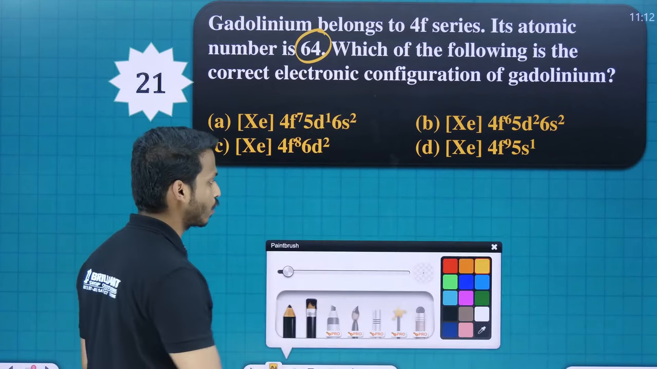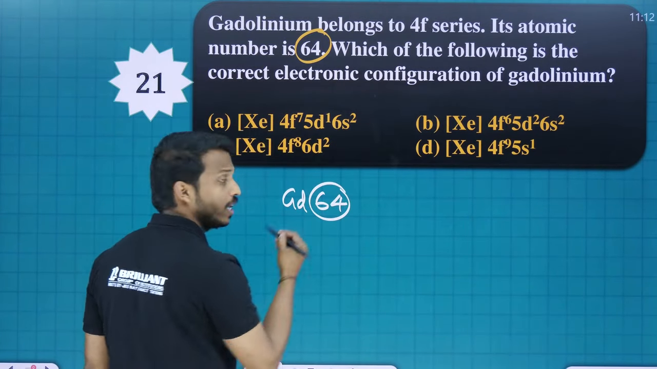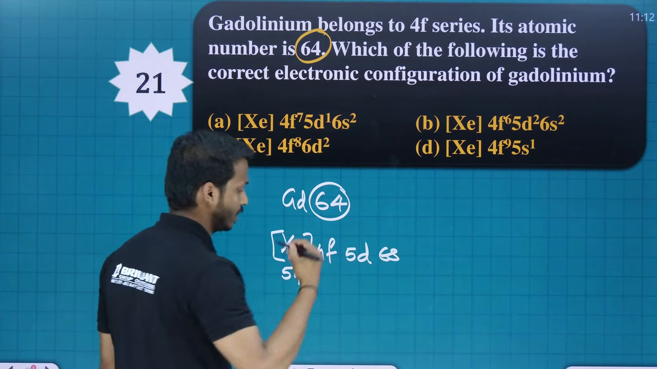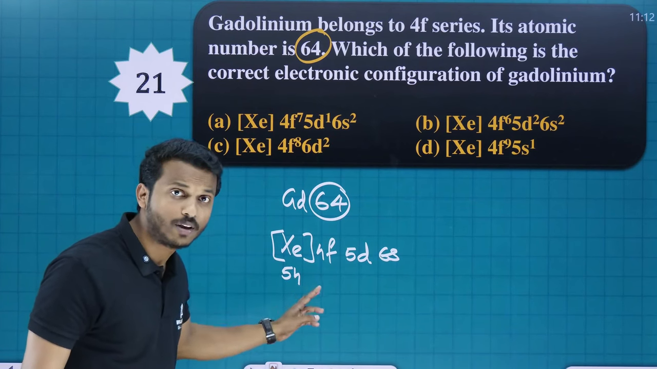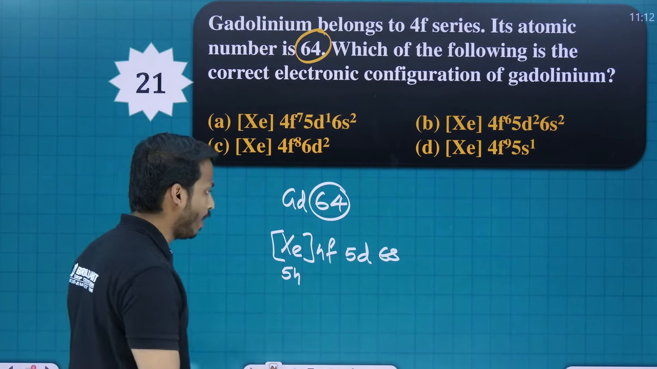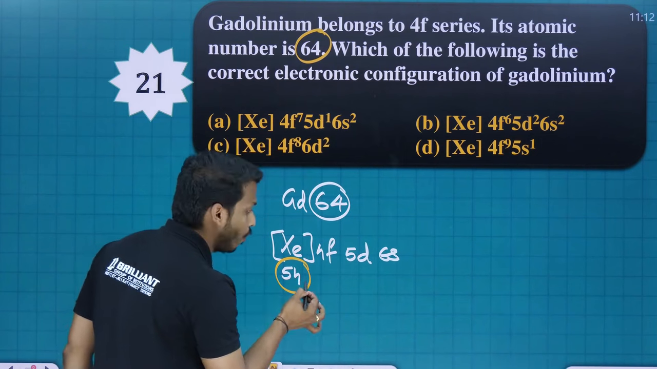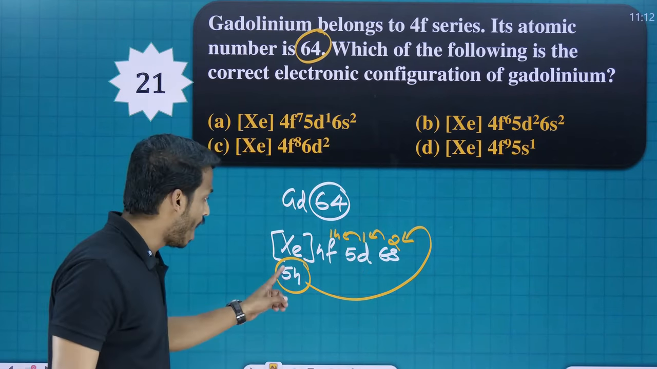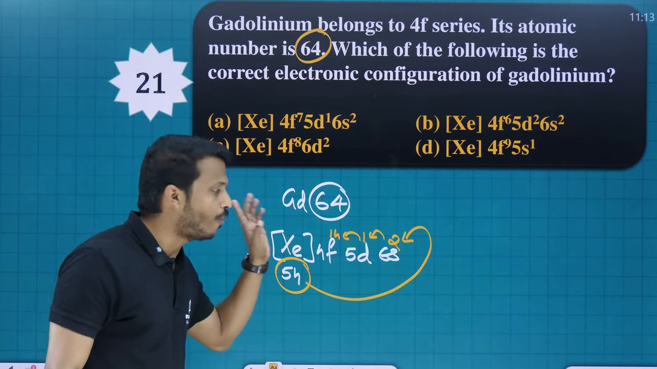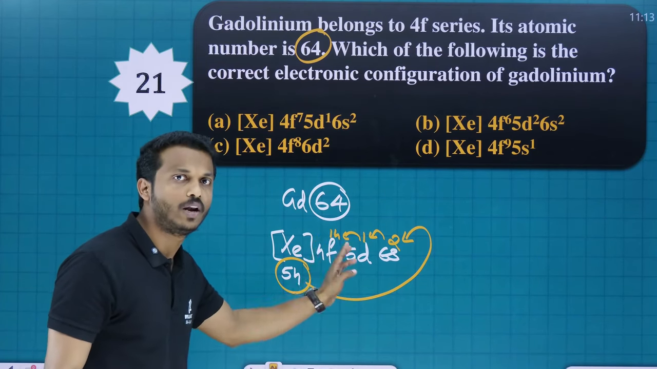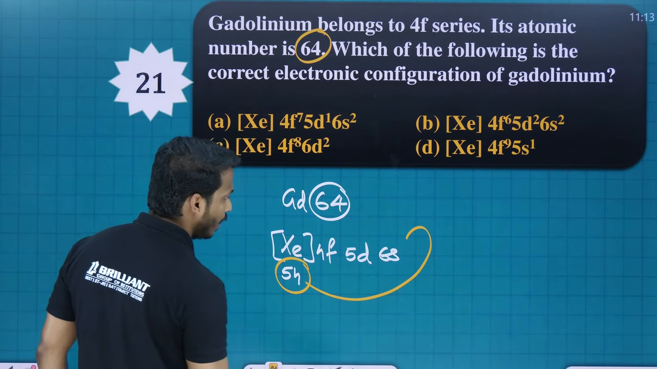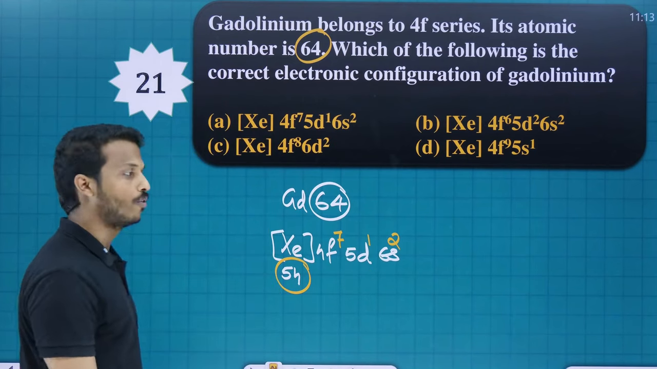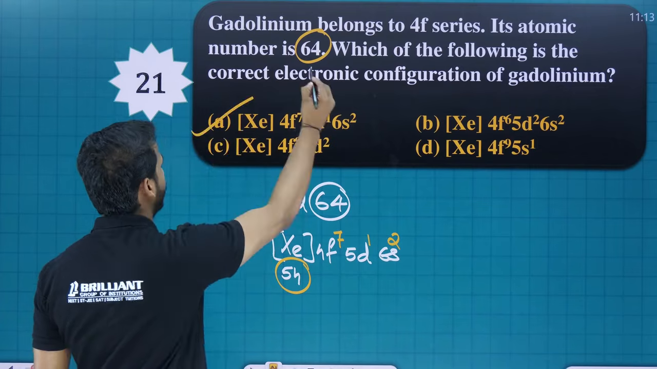21. Gadolinium belongs to the 4f series. Atomic number is 64. What is the correct electronic configuration? Here, gadolinium 64 means we can use the xenon configuration. What is the xenon atomic number? 54. What are the other 3 orbitals? We have 4f, 5d and 6s. After 54 xenon, what are the orbitals we have? 4f, 5d, 6s. Do you know the filling of electrons? The way of filling electrons is like this. After 54, the next 2 electrons we should fill in 6s, 1 electron fills in 5d and 14 electrons we have to fill in 4f. If you have more electrons to fill, come back to 5d, fill up to 10. So here we need to fill up to 64, right? Already 54 are over, so 10 more electrons we need to fill. Let us fill 2 here, 1 here, 7 here. That is the configuration: xenon 4f7 5d1 6s2, that is option A itself.